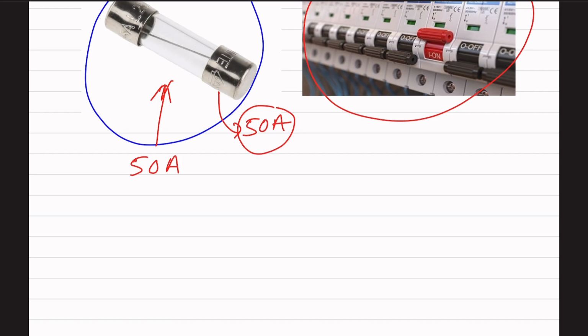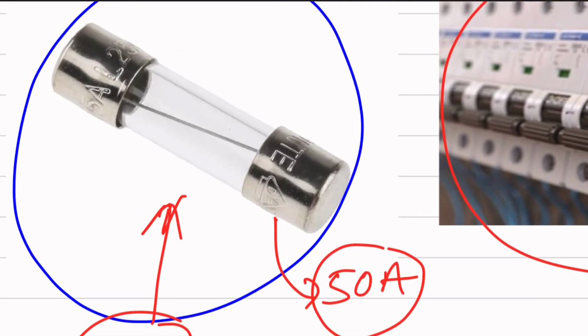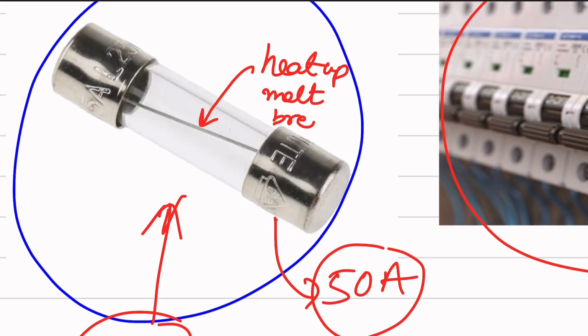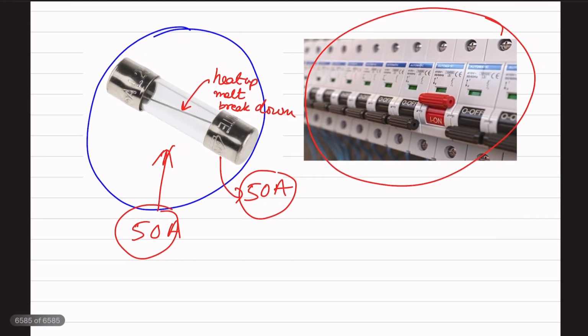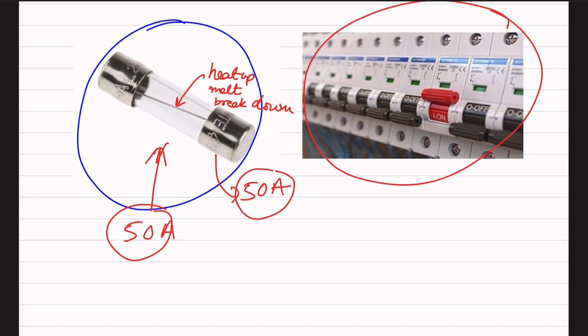If the current exceeds 50 ampere, this small wire in the fuse will heat up, and as a result of heating up, it will melt and break down. Once it melts and breaks down, it will disconnect the electric circuit. So when the circuit is disconnected, our electrical appliance will stay safe, and we can just replace a new fuse.